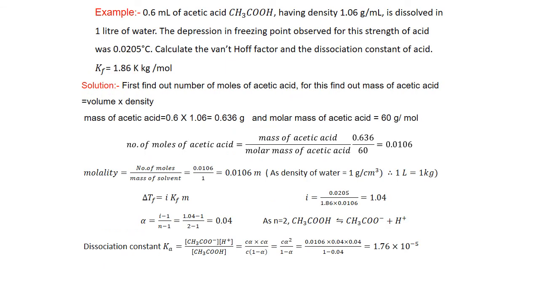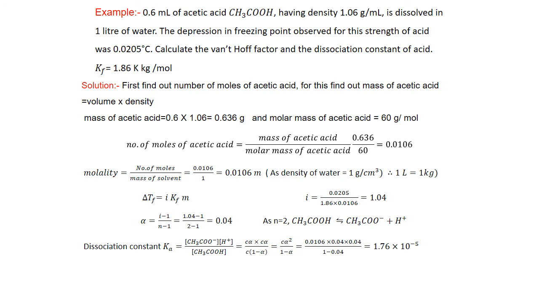One more example: 0.6 ml of acetic acid having a given density, so we can find out the weight, is dissolved in 1 liter water. Depression in freezing point is 0.0205. It is the observed freezing point depression, a colligative property. Calculate the Van't Hoff factor i, the dissociation constant, and Kf is given to you. First we will find out the number of moles of acetic acid.